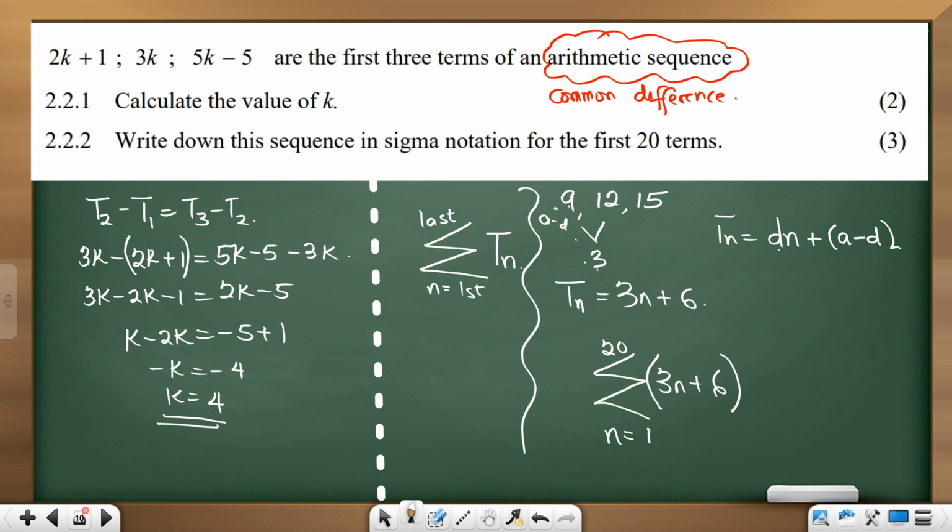All right, so please, are we okay there? Please don't forget this sigma notation formula. It's Tn there. Just put your Tn, first 20. And you know what sigma means? Sum. All right, Sn equals to n over 2, a plus n minus 1, d. Please remember those proofs.